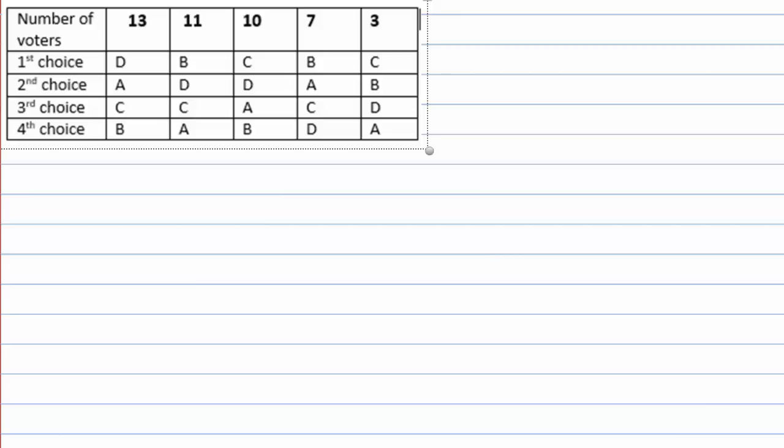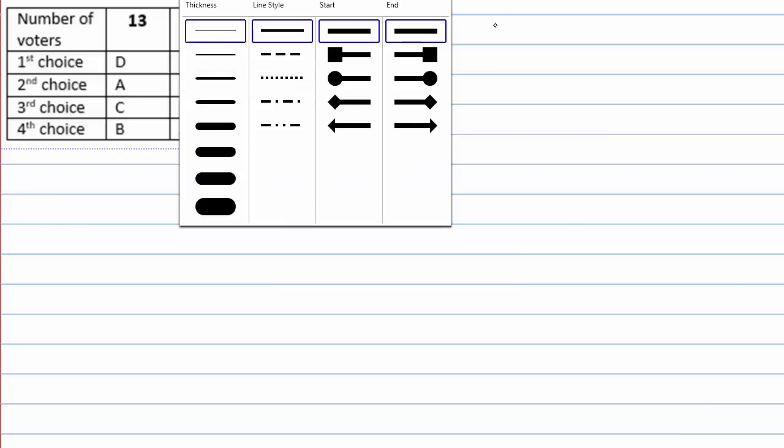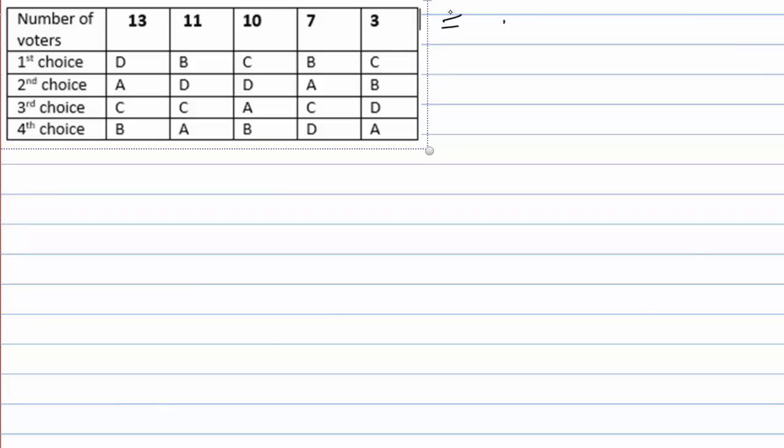In this video, we're going to do an example involving the method of pairwise comparisons. So here we see a preference schedule among 4 different candidates. We can look at the total number of voters by adding all the numbers across the first row. So we have 13 plus 11, that's 24, plus 10, that's 34, and plus another 10. So we have a total of 44 voters.